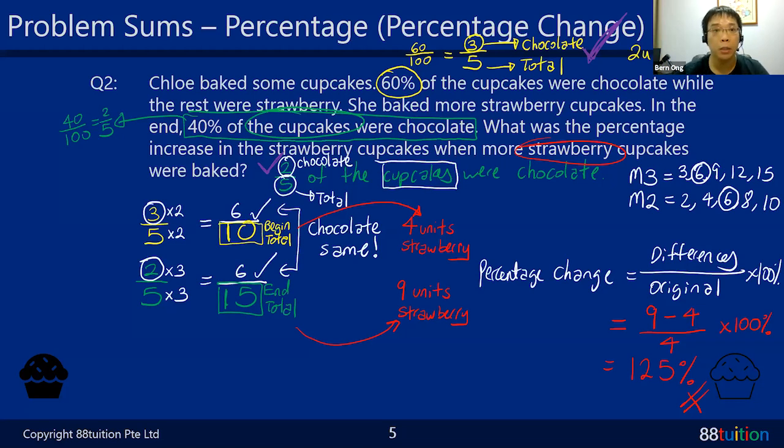Can? Okay, very good. Those who need to go toilet, please go toilet. It's perfectly okay.